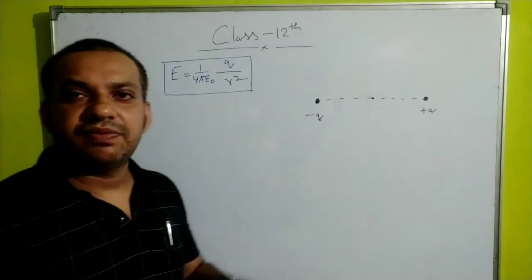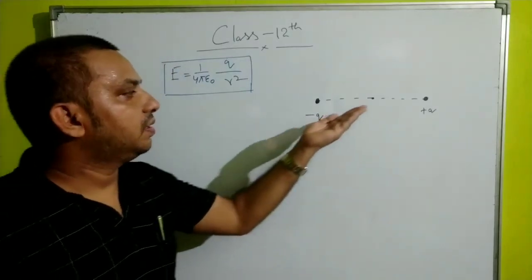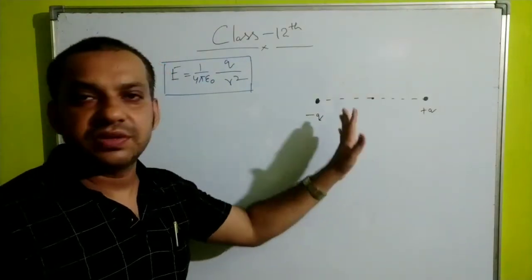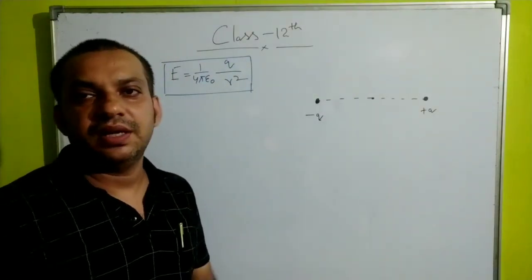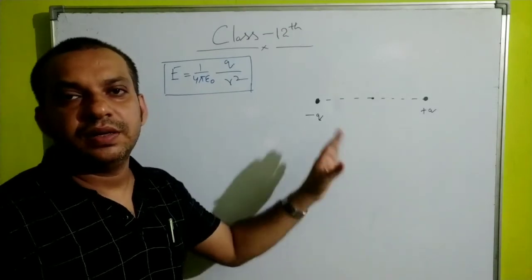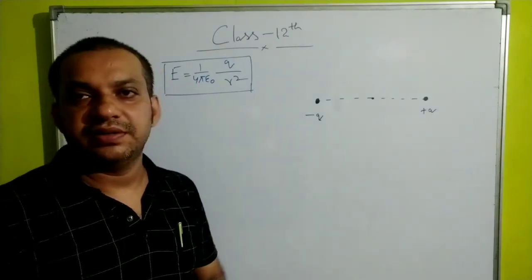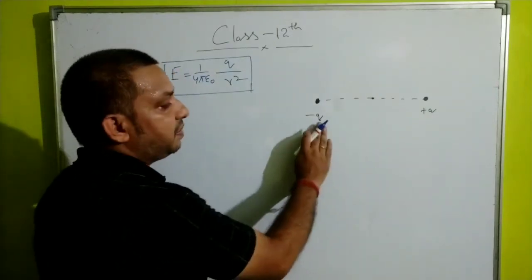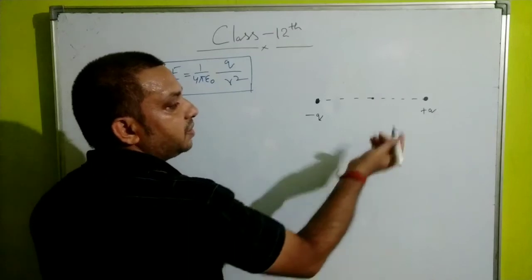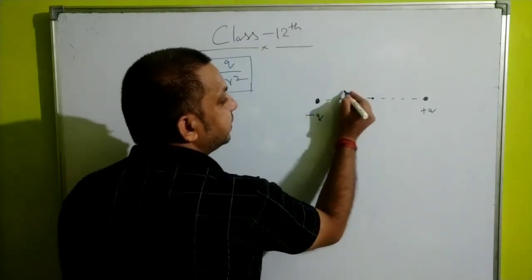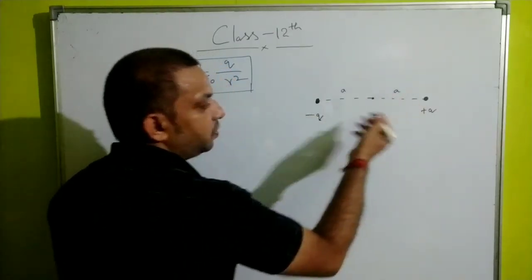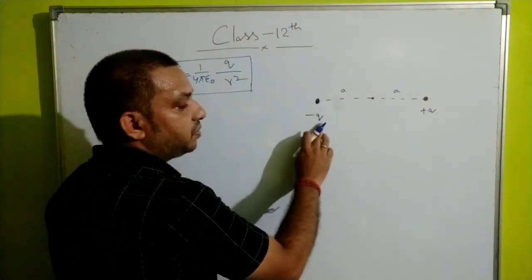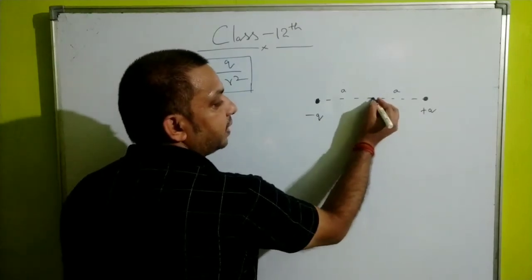So the procedure is the same. First we have to note down the individual electric fields at this point, and because the electric field is a vector quantity, after that we will take the vector sum of the two individual electric fields. This is the dipole formed by this -q and this +q, and I am assuming the separation is 2a, or you can also take it as 2L. Because of this -q charge, you have to find the electric field.